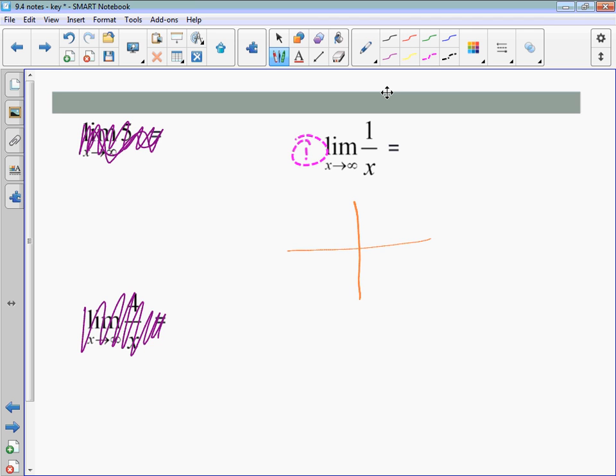So what would you think on this one? Bottom heavy, so what's my horizontal asymptote going to be? 0. So I don't care what the rest of the graph looks like. I know I have a horizontal asymptote at 0. So as x goes to infinity, where is my graph going towards? 0. So the answer is equals 0.